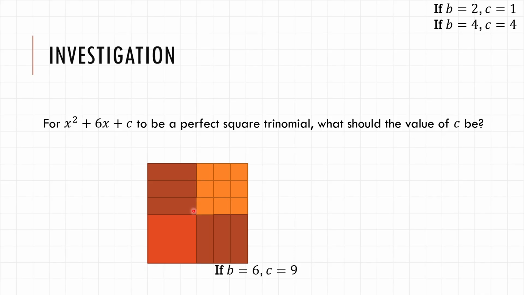I took half of b, and that's the length and the width of this empty space, and then length times width, or b over 2, if I square it, I end up with this area right here, which is 9. And I'll keep that over here for later because we're going to do just a couple more.